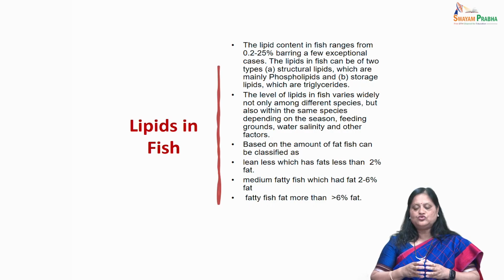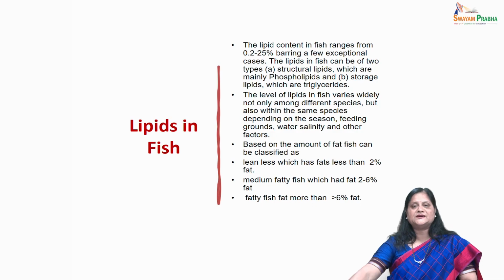Based on the amount of fat, fish can be classified as lean fish, which has less than 2% of fat; medium fatty fish, which has fat 2 to 6%; and fatty fish, which has fat more than 6%.